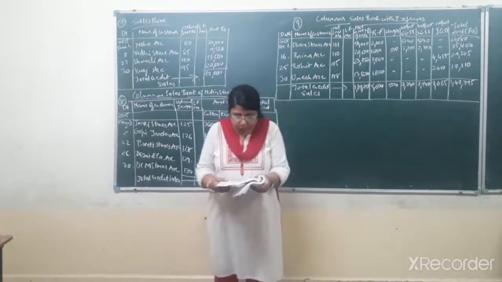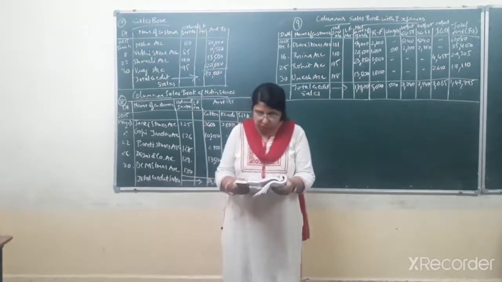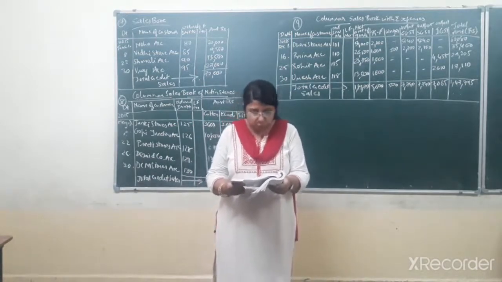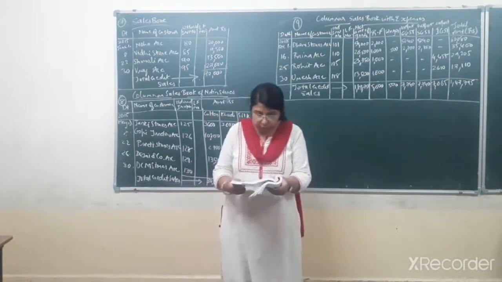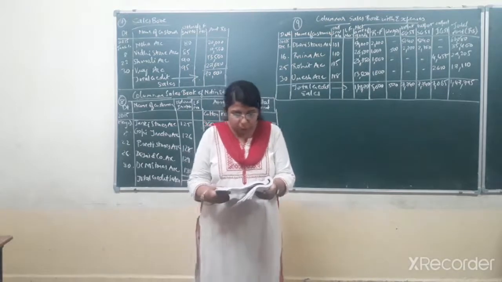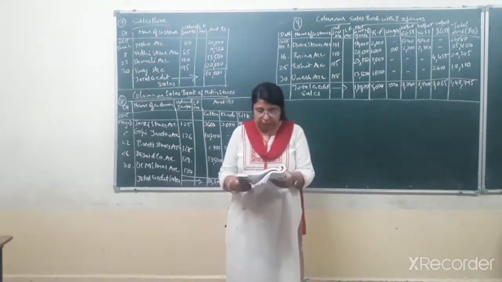Sold to OP Traders 200 meters cotton cloth at rupees 60 per meter and 80 meters silk at rupees 190 per meter at 10% trade discount. Goods sold on 2 months credit. Bill number 126. OP Traders paid half of the amount immediately in cash.